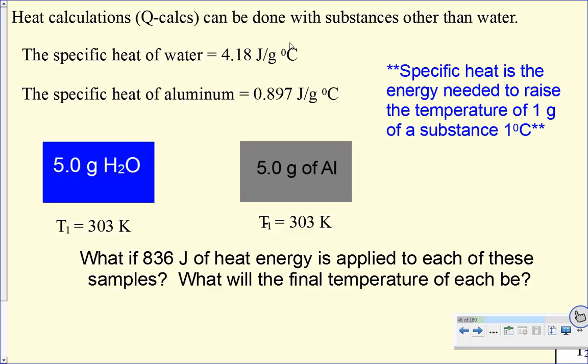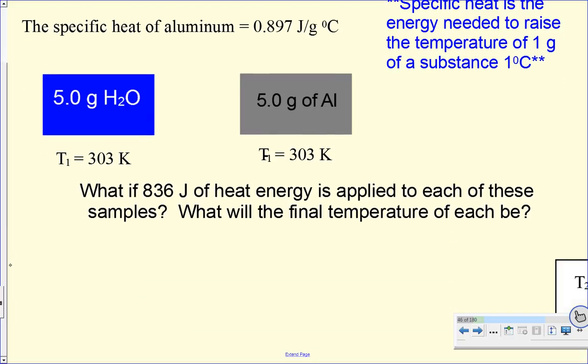If we applied heat energy, the same amount to each sample given here, so 5 grams of water and 5 grams of aluminum, what would the final temperature of each block be? So go ahead and pause the video and solve for each one.